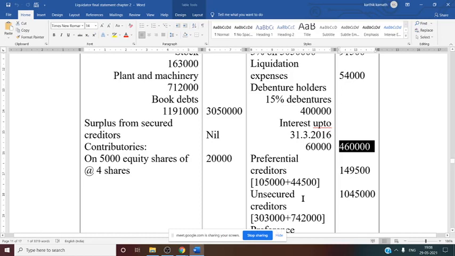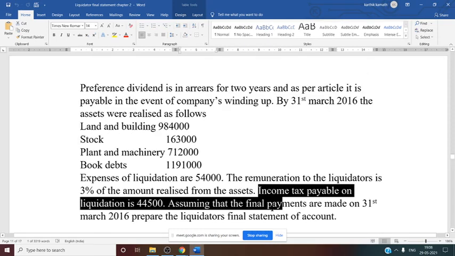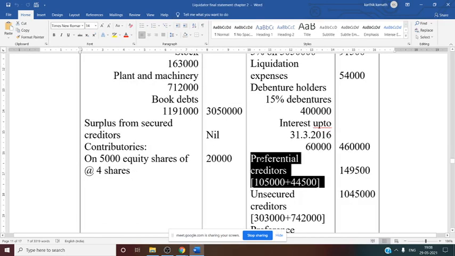So it is a preferential payment, because you cannot keep avoiding taxes. You need to pay the taxes as quickly as you can. So that is why on the date of liquidation, income tax payable is 44,500. Add this to the preferential creditor and write it in the format. See this, 1,05,000 plus 44,500, you will get 1,49,500 as preferential creditor.